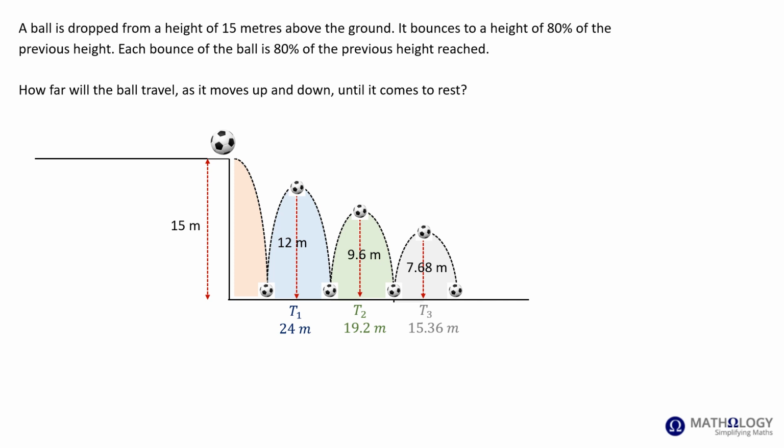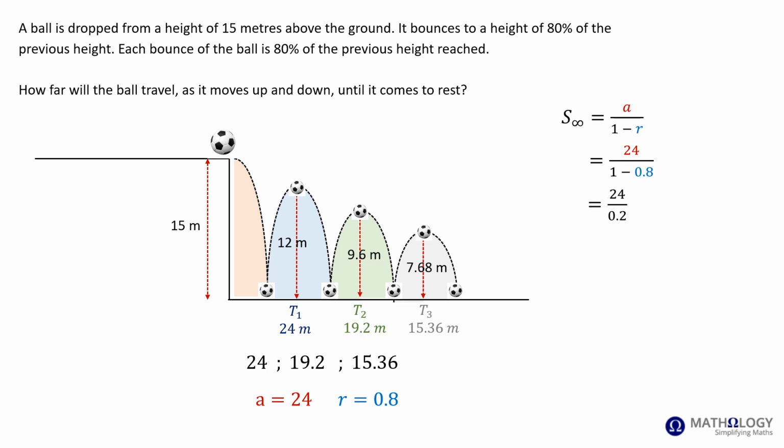Starting with the first strike, we now have a geometric sequence, of which the first three terms are 24, 19.2, and 15.36, with a first term of 24, and a common ratio of 0.8. Since the ball continues bouncing until it stops, we will be determining the sum to infinity of the sequence. So, the sum to infinity of the sequence of bounces equals 24 over 1 minus 0.8, which equals 120 meters.